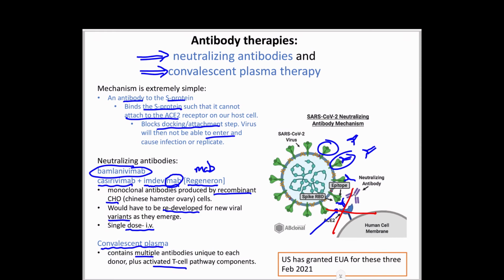On one hand, that can be good because you have lots of different types of ammunition, but on the other hand, every single person's immune response is different. So convalescent plasma from each different patient donor is going to be different.